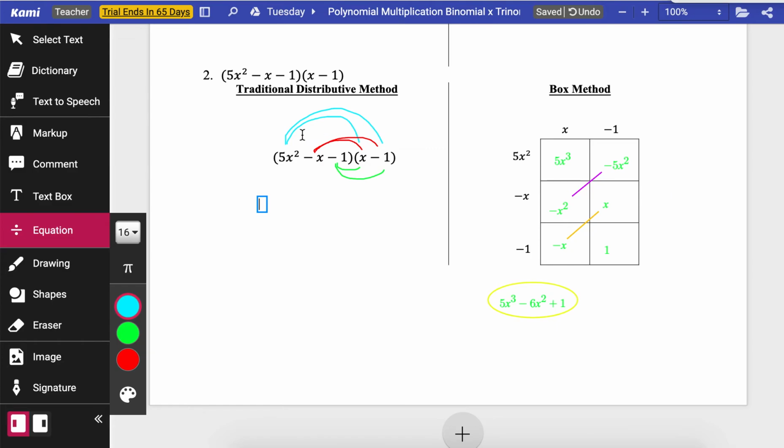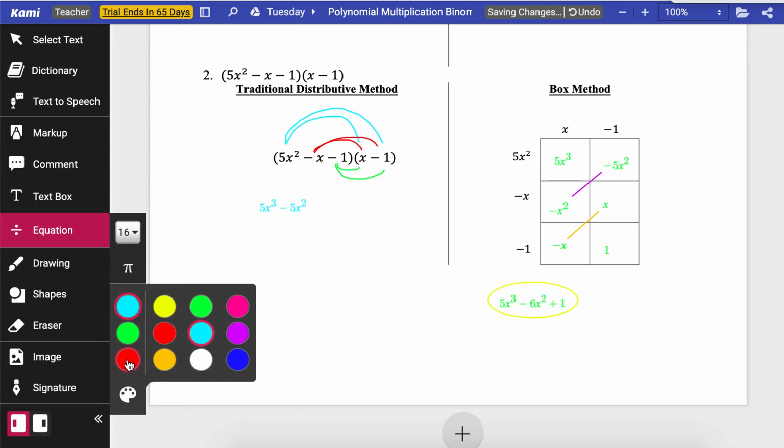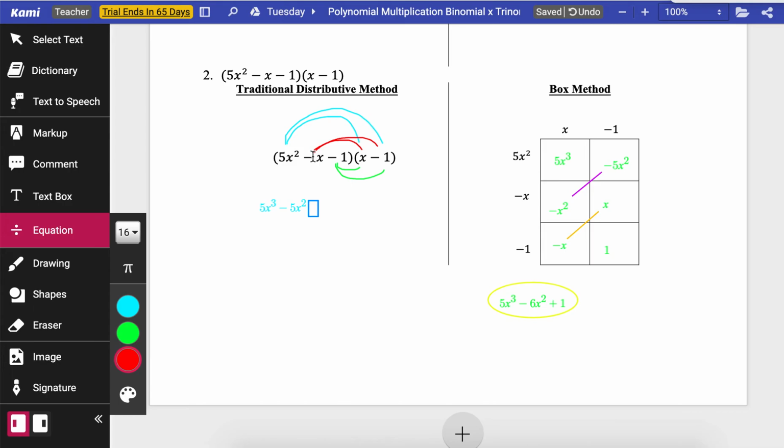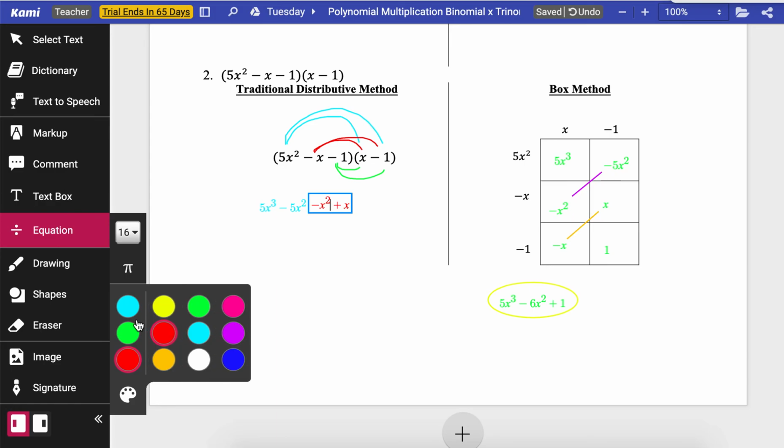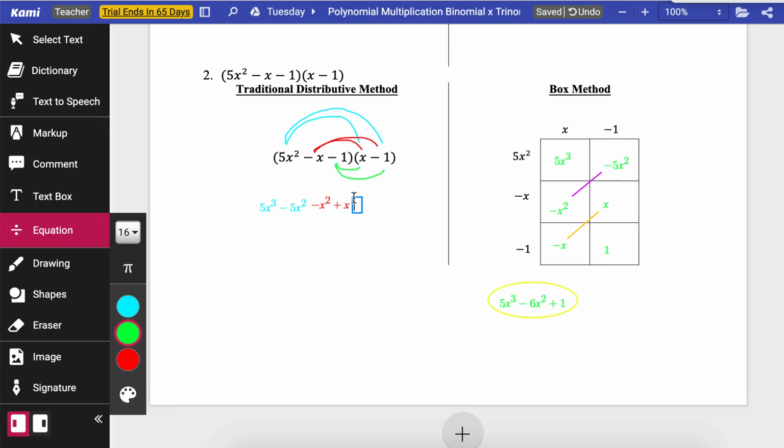So 5x squared times x is 5x to the third, and 5x squared times negative 1 is minus 5x squared. Then we'll distribute the negative x. Negative x times positive x is negative x squared. Negative x times negative 1 is positive x. And finally, we'll distribute this negative 1. Negative 1 times x is negative x, and negative 1 times negative 1 is positive 1.